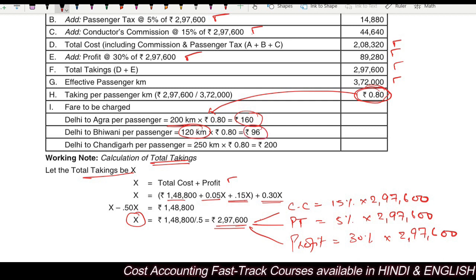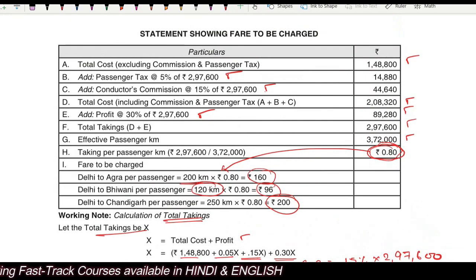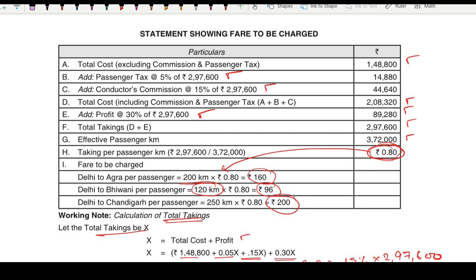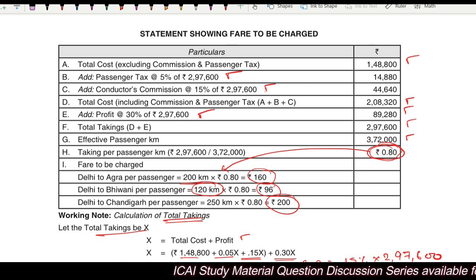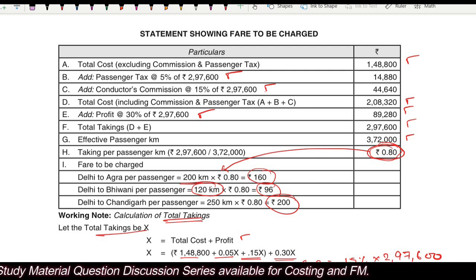Similarly, from Delhi to Chandigarh, it is 200 rupees. Clear? So these type of questions are very, very important. Now in the examination, you will get an extended part of this. Like in this question, effective passenger kilometers are given, right? But in the exam, you will get a question where you will have to first calculate the effective passenger kilometers also, right?